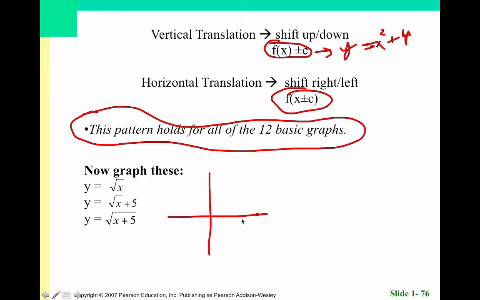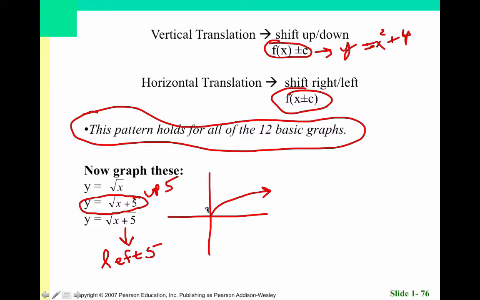Square root of x. So remember, the square root of x looks like this. It's like square root of 1 is 1, square root of 4 is 2, square root of 9 is 3, and so on and so forth. But this one on the outside, that's going to be up 5. This guy on the inside is going to be, and that's an opposite idea, left 5.